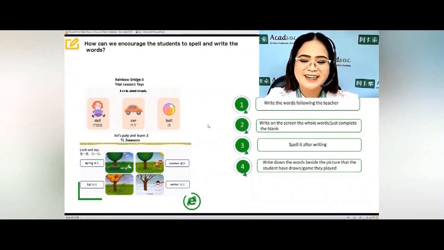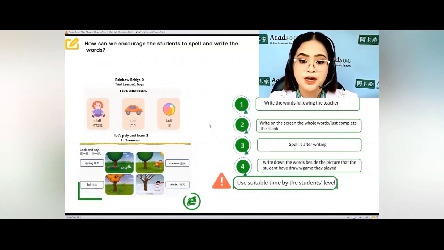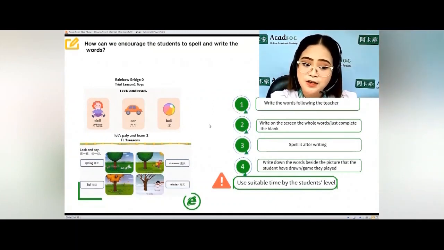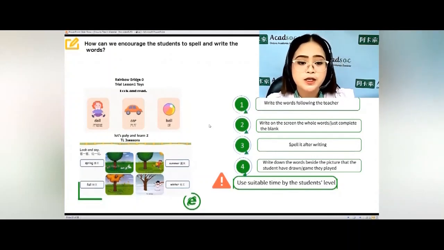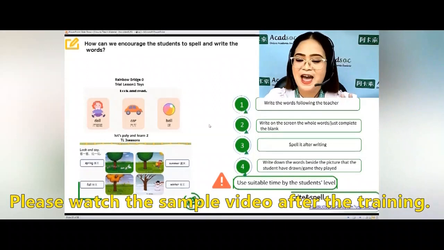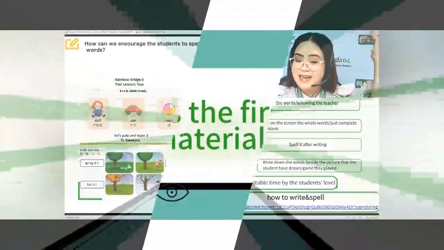That'd be fun. Now, guys, here is something that we need to remember. Use suitable time according to students' level. We need to mirror the ability of our students, guys, okay? If they're beginners, try to speak a little bit slower. If they're intermediate or advanced, speak according to how they deliver their sentences, okay? So we do have here a sample video that we can watch as to how we can teach our students to write and spell the words. Let's watch it.